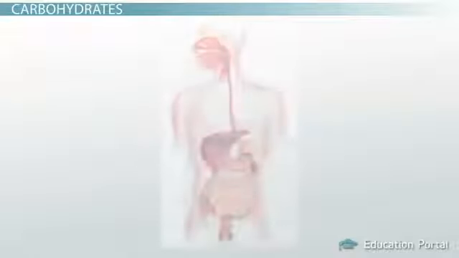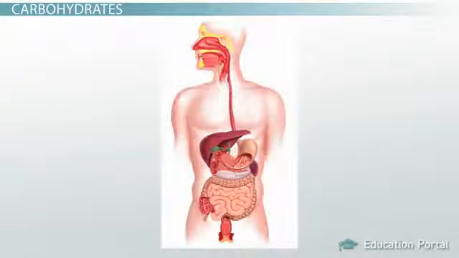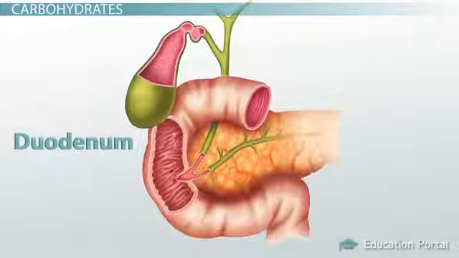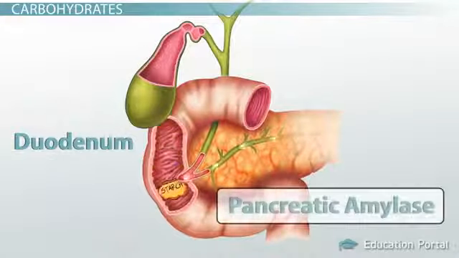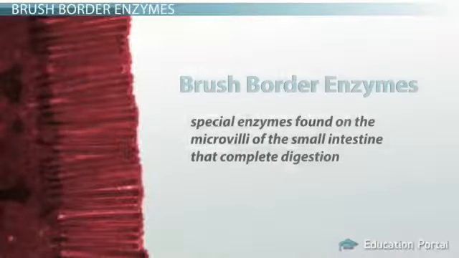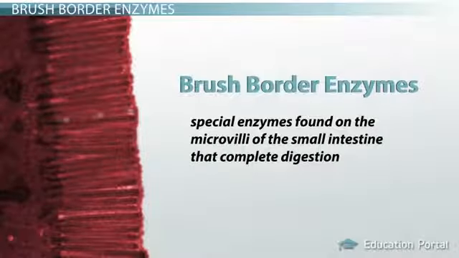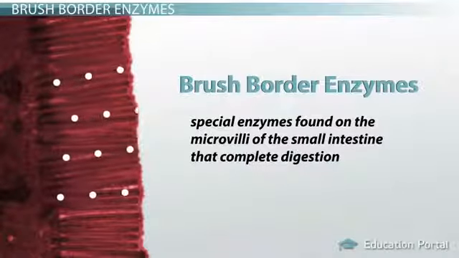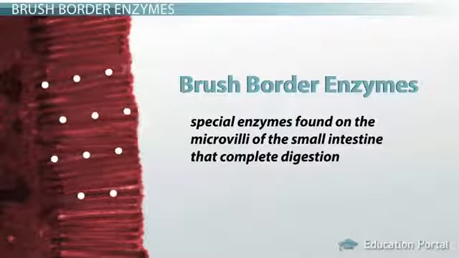Digestion of the carbohydrate does not resume until the food mass reaches the first part of the small intestine that we call the duodenum. Here, the carbohydrate meets pancreatic amylase, which is similar to salivary amylase, and continues the breakdown of the carbohydrate. Any remaining sugars are acted upon by brush border enzymes. Brush border enzymes are special enzymes found on the microvilli of the small intestine that complete digestion.